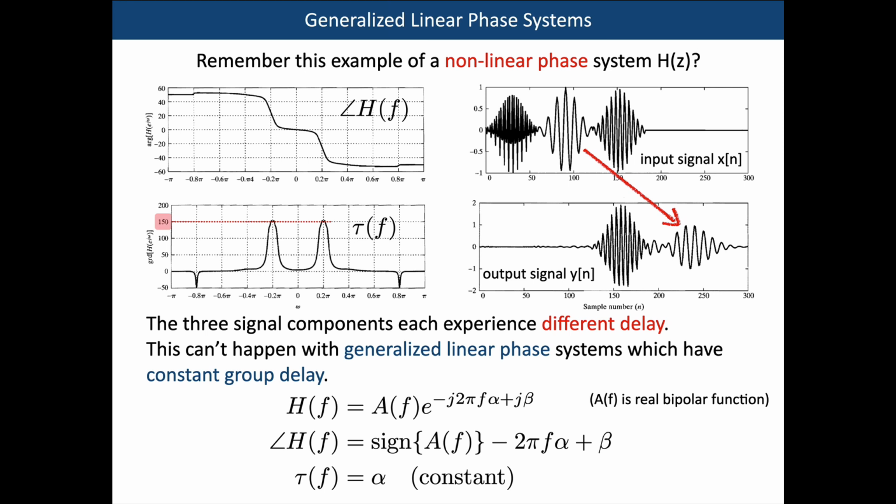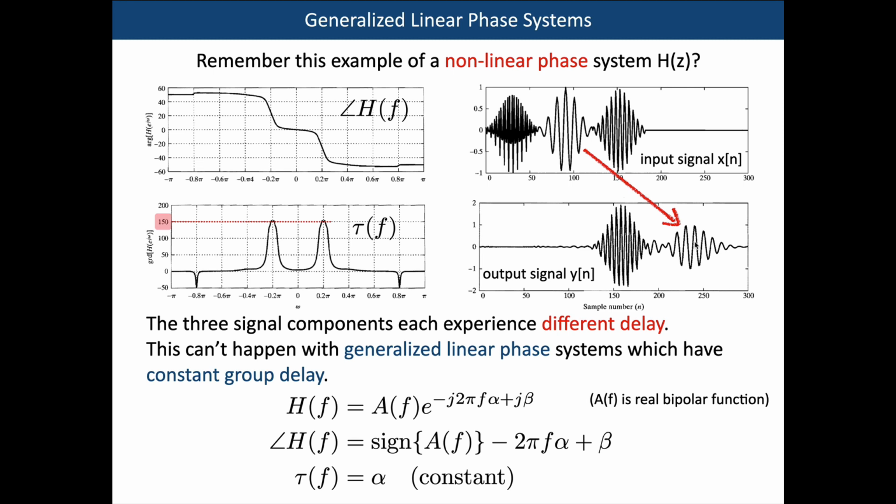Going back and looking at this again, we've seen this example before, where we had nonlinear phase and non-constant group delay, and we saw what that could do. We had signals on the input which were time aligned with a certain ordering get reverse ordered in the output signal when you have a nonlinear phase response. When we have systems with generalized linear phase, which is what we're going to start talking about now, this is not going to happen.